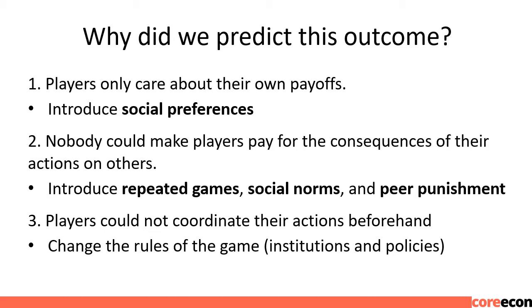We assumed: 1. Players only care about their own payoffs. We will see what happens when we introduce social preferences. 2. Nobody could make players pay for the consequences of their actions on others. We will introduce repeated games, social norms, and peer punishment. 3. Players could not coordinate their actions beforehand. We consider how a change in the rules of the game, institutions and policies affects the outcome.